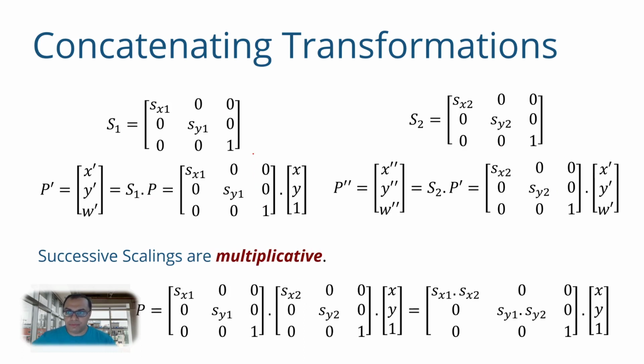We can do the same experiment with scalings, right? If you apply two scalings one after the other, then you will find that the scaling parameters, the diagonal elements, remember, will get multiplied. So successive scalings therefore are multiplicative.